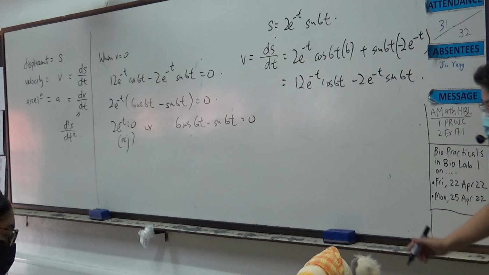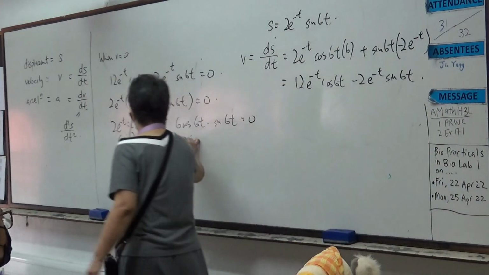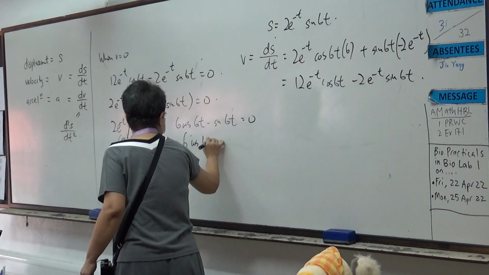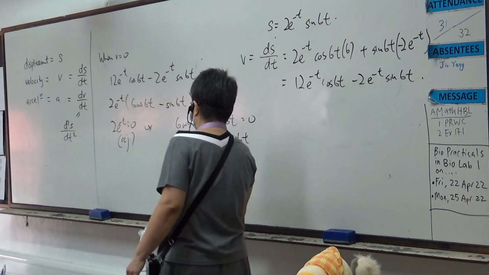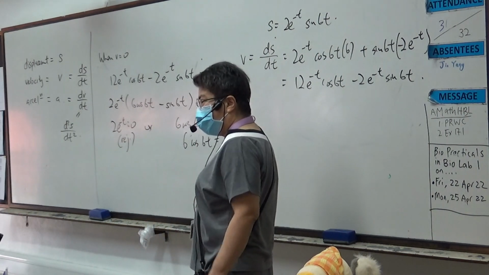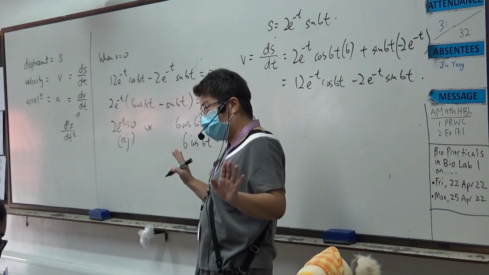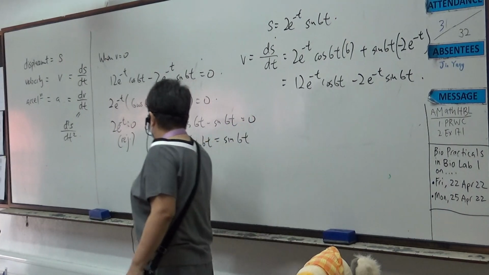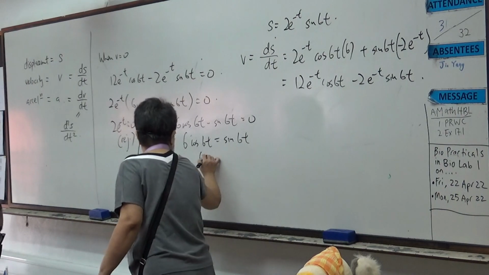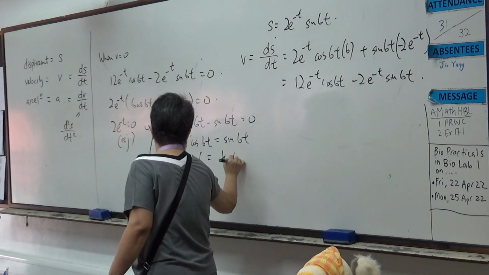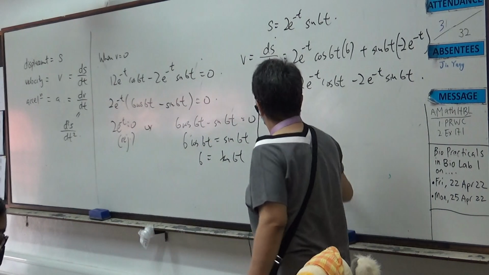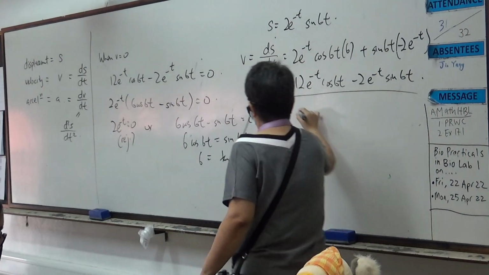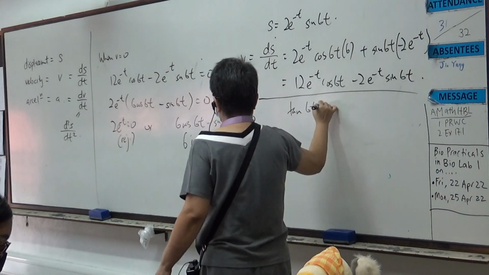Okay? I have the other side. Now, I'm going to do this. 6 cosine 6t is sine 6t, right? Correct. I'm going to divide both sides by cosine to change it to what? Tangent. Okay, if I divide by cosine 6t, I'll have 6, right? Then this one will be tangent 6t. Agree? Okay, now continuing here. That means tangent 6t equals to 6.